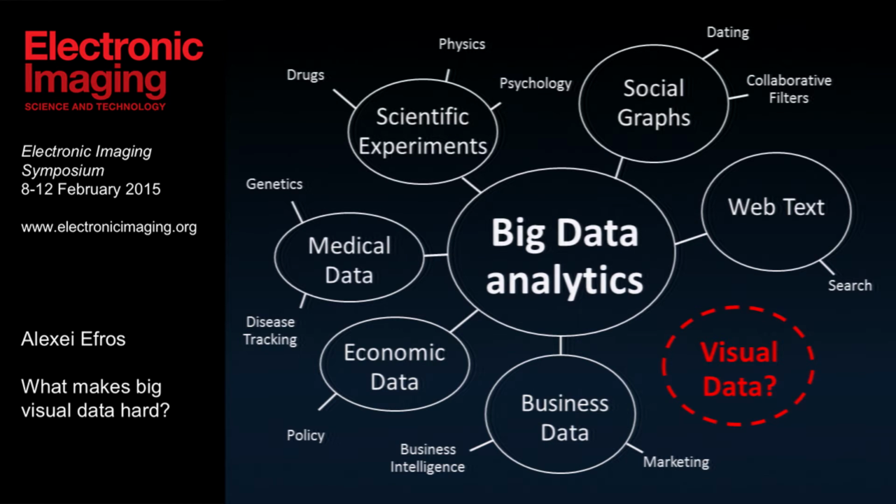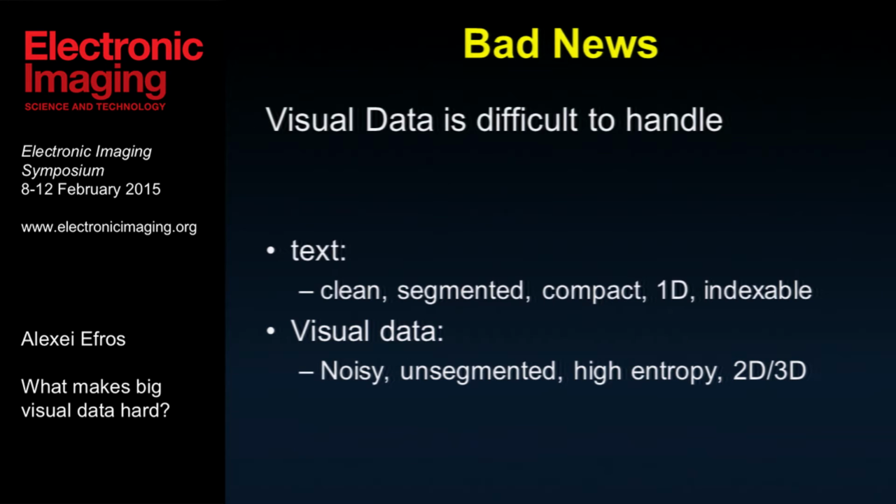So why is this? Well, the main problem, and this is the bad news, is that visual data is just difficult. It's hard. As opposed to text, which is what most people do right now on the web, text is clean, segmented, compact, one-dimensional, indexable. Visual data, on the other hand, is noisy, unsegmented, high entropy, and more than 1D: 2D, 3D, maybe even 4D with time. And so it's really a difficult problem.